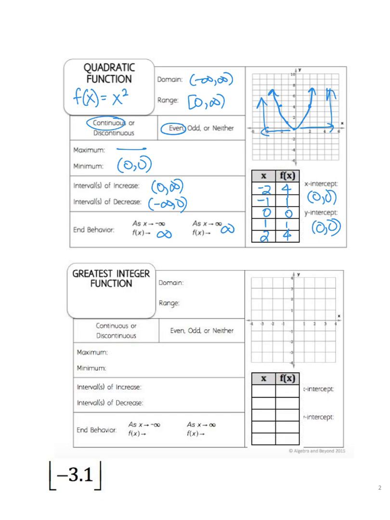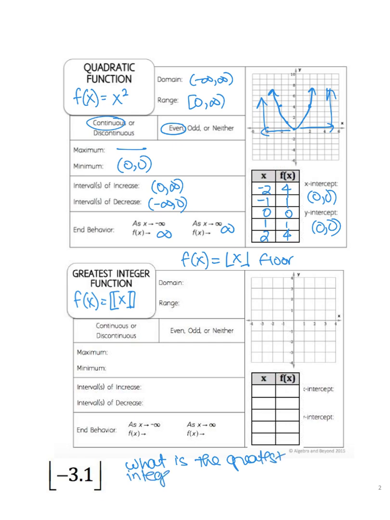Okay, now this one's a little weird. This is called the greatest integer function. There's two ways to write this. Most people write it like this, but you could also see it like this. It's called the floor function, is another name. What the greatest integer function means is, what is the greatest integer less than or equal to x?